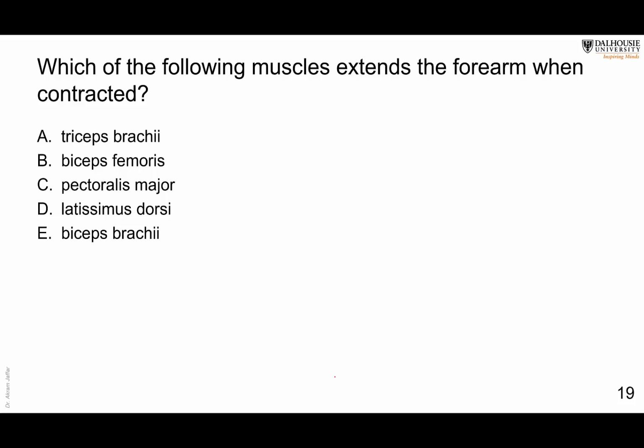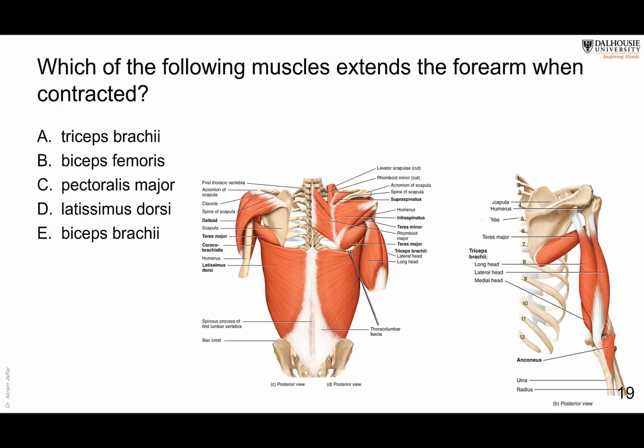Which of the following muscles extend the forearm when contracted? So the triceps, A, triceps brachii. Triceps brachii is located on the back of the arm, and as you can see here, one of the heads is attached to the scapula, the other heads are attached to the humerus, and distally, the tendon of the triceps muscle is attached to the olecranon of the ulna, and when the muscle contracts, it will pull the ulna backwards, therefore it extends the forearm, and this is the correct answer.